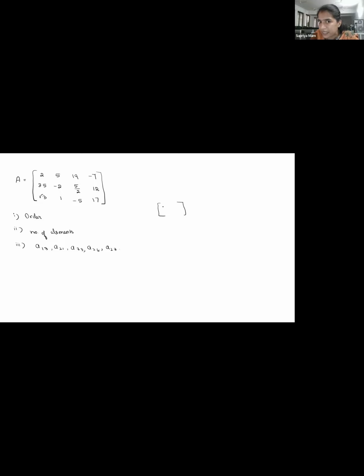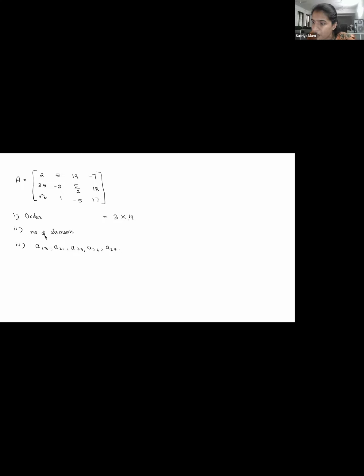Now in this particular matrix, the horizontal way of representation is known as row of the matrix, whereas the vertical way of representation is known as column of the matrix. So, if I consider this particular example, there are 3 rows as well as 4 columns. Order of the matrix is number of rows by number of columns. There are 3 rows, 4 columns, and hence the order of the matrix is 3 by 4.